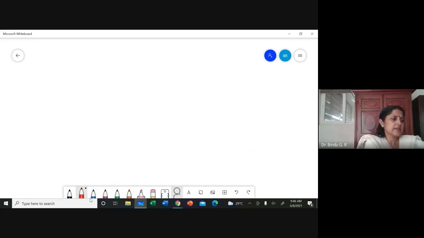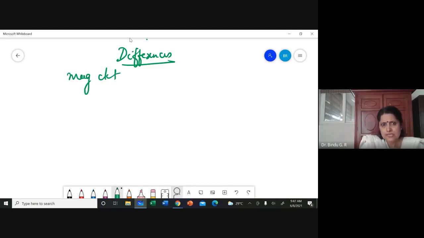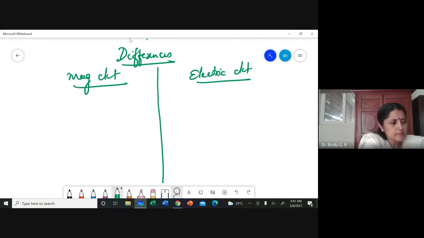Then differences. Can anyone tell me the major difference which I was very much emphasizing? Differences between magnetic circuit and electric circuit. Which is the most important difference? Anyone? Advait?